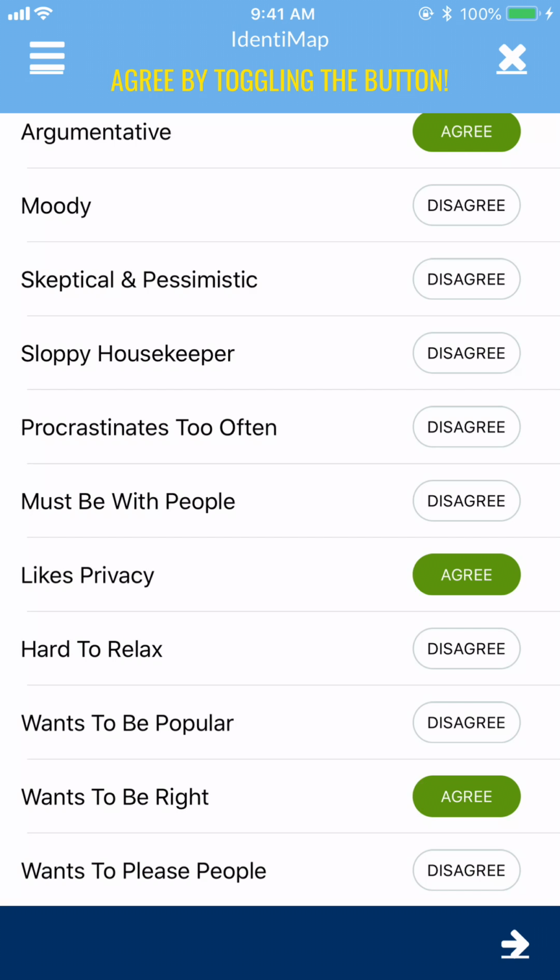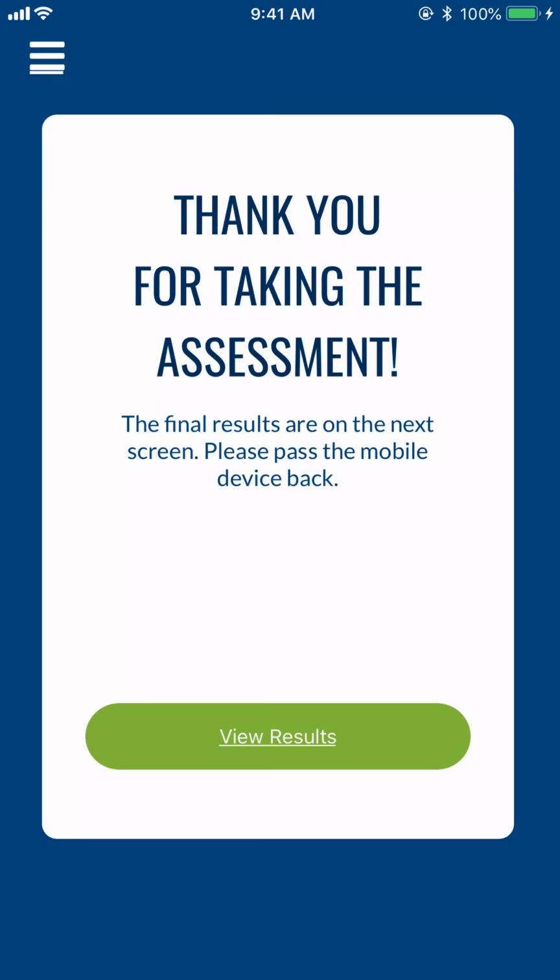So now I go here. I press the arrow at the bottom. Now, this is what the marketing person sees, the candidate. The candidate sees this screen, and it says, "Thank you for taking the assessment. The final results are on the next screen. Please pass the mobile device back." So the marketing person, the candidate for this job, now passes the phone back to the hiring manager. That's me. Now I'm back as the hiring manager.